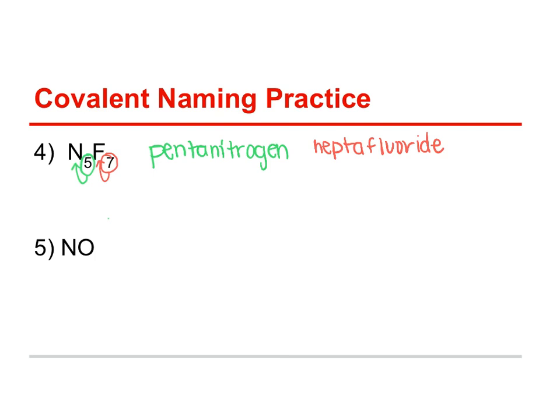Okay, last one here. My first element is nitrogen. Since there's only one of them, I don't need a prefix. So this is going to be nitrogen. But that rule is only good for the first element. The second element always has a prefix. So for one oxygen, I'm going to use the prefix mono, monoxide. Notice, you guys, that "ide" ending. Don't forget that. There's lots of pieces in covalent naming.